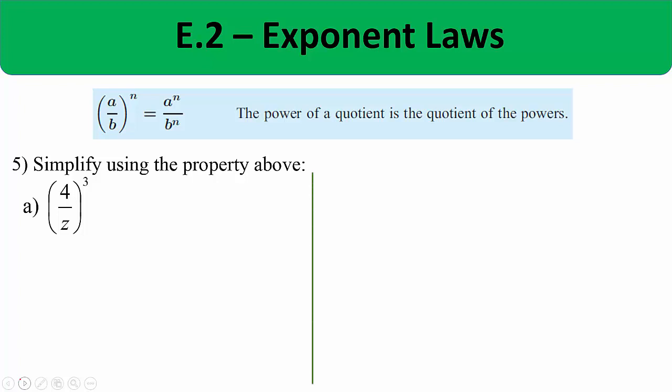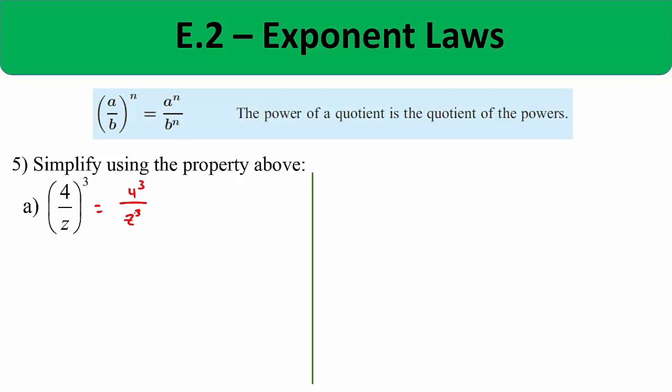The fifth rule is very similar to the fourth. It just has to do with a quotient, or a fraction. If you have a quotient, all raised to a power, then that power goes to everything inside that quotient. So we could rewrite this as 4 to the power of 3 over z to the power of 3. That exponent goes to the numerator and the denominator.